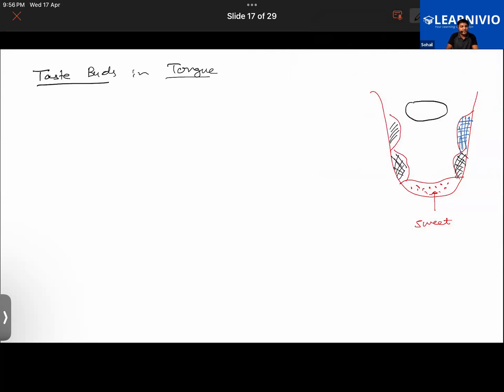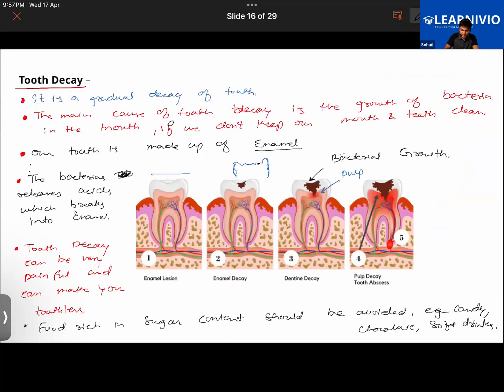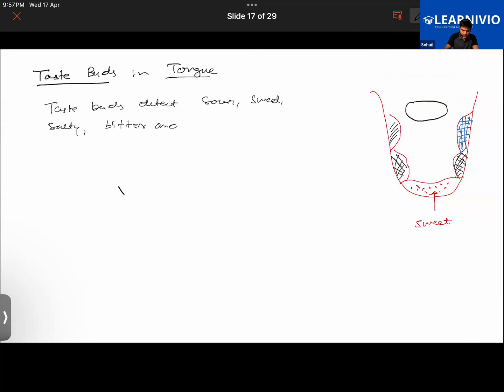Basically, let me write it over here. Taste buds detect sour, sweet, salty, bitter, and umami taste.